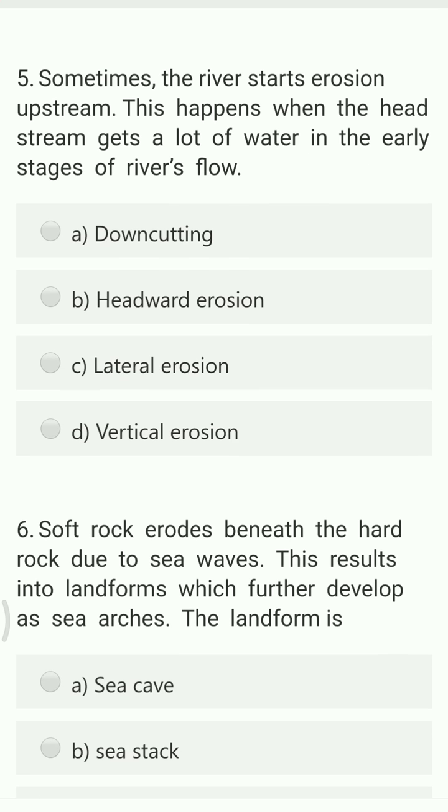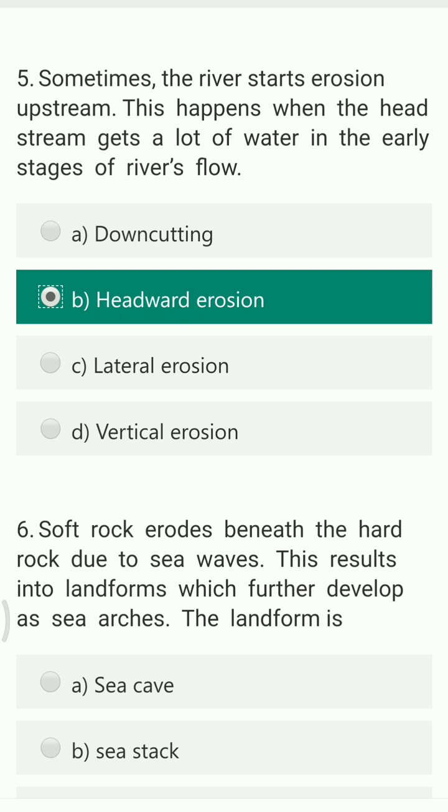Next question. Sometimes the river starts erosion upstream, and this happens when the head stream gets a lot of water in the early stage of river flow. So whenever the erosion takes place in the opposite direction of the flow of water, so basically it starts eroding the head of that river, then we call it headward erosion. Next question.